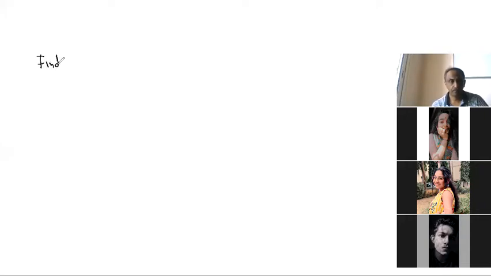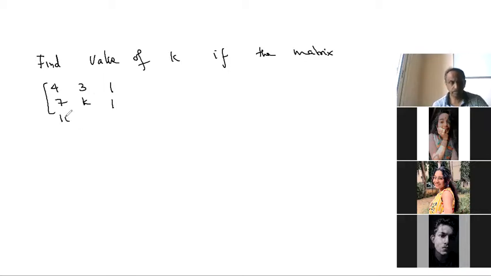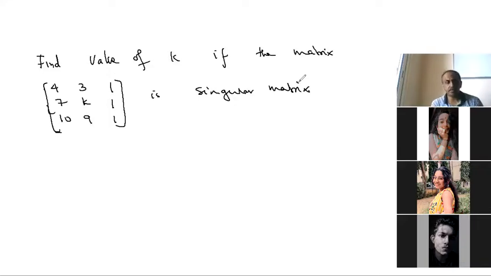Find the value of K if the matrix with rows 4, 3, 1; 7, K, 1; 10, 9, 1 is singular. When do you say a matrix is singular? When the diagonal elements are 1? No. Zero. Yes. When the determinant of the matrix is 0, then matrix A is singular.